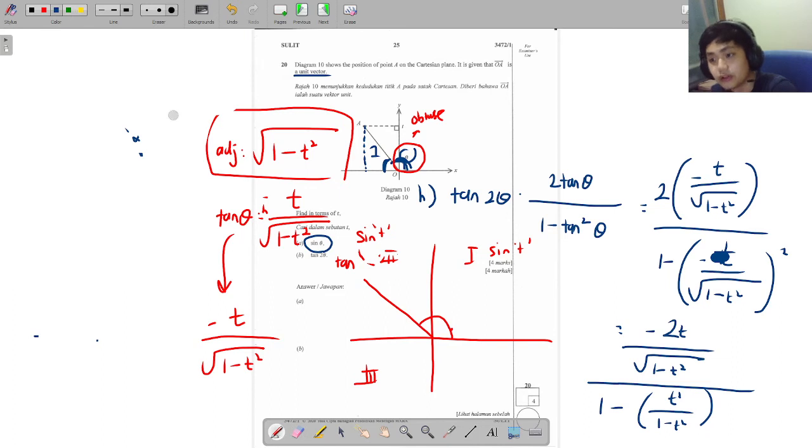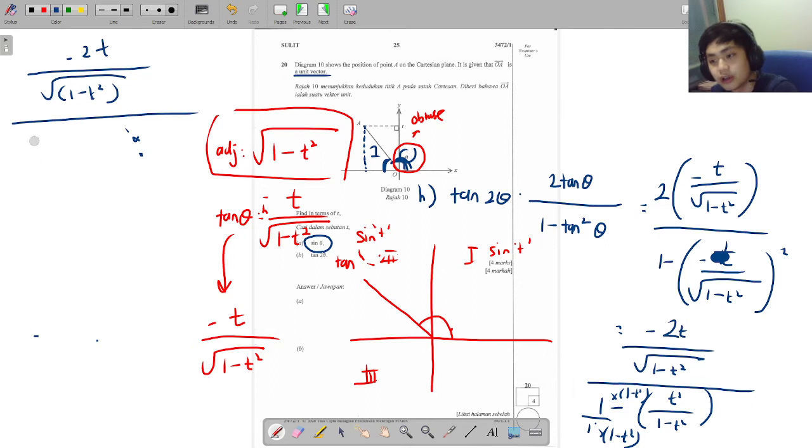Right? So from here, if I want to combine the terms at the bottom, I need to make the fractions the same. So I'm just going to multiply the top and bottom by 1 minus t square. I'm just going to copy this down. So 1 minus t square, square root over. So 1 times 1 minus t square is 1 minus t square over 1 minus t square.